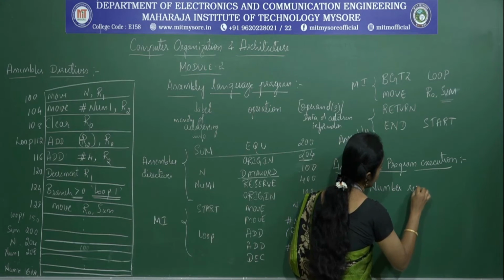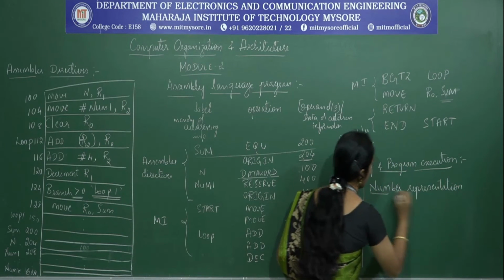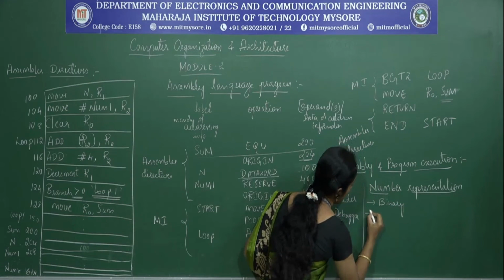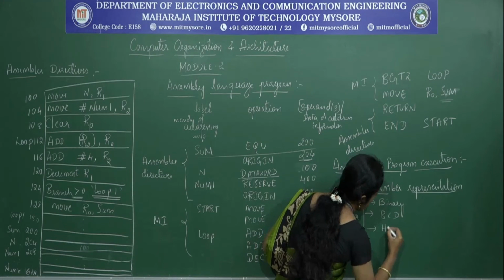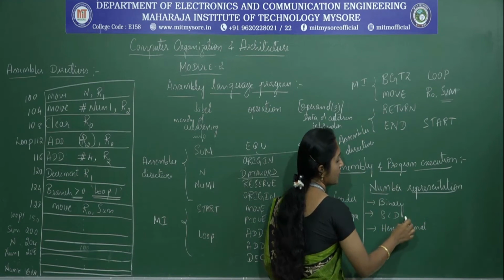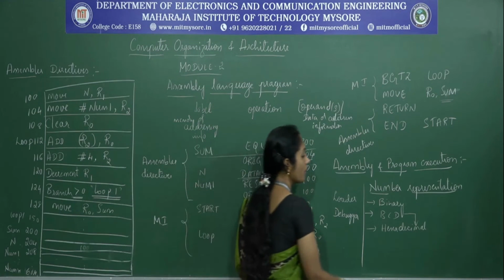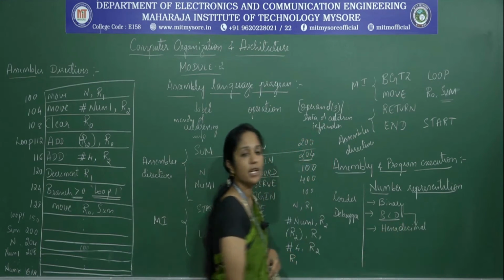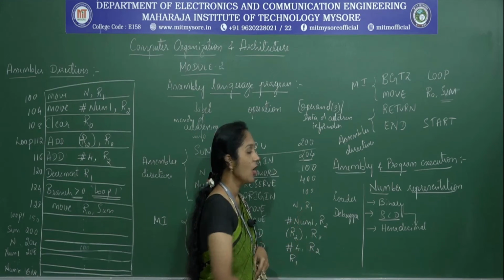Number representation: we can use binary, BCD or hexadecimal. We are not going to use BCD. Why? Because if we consider 4 bits, the numbers that come under BCD also come under hexadecimal. Therefore, instead of BCD, you can make use of binary or hexadecimal.